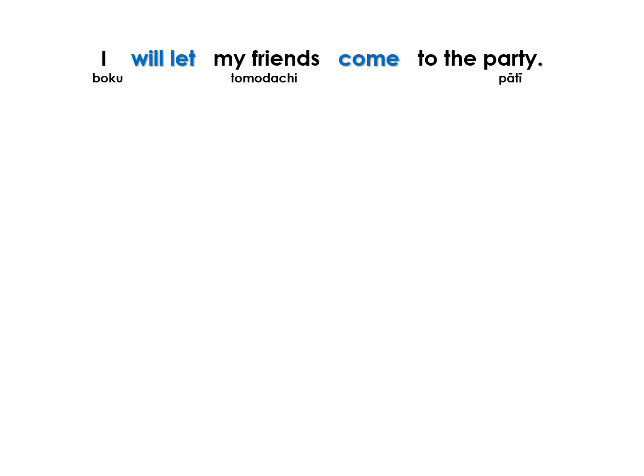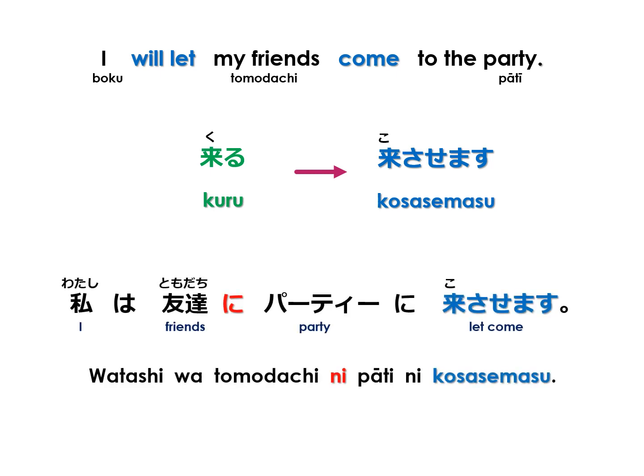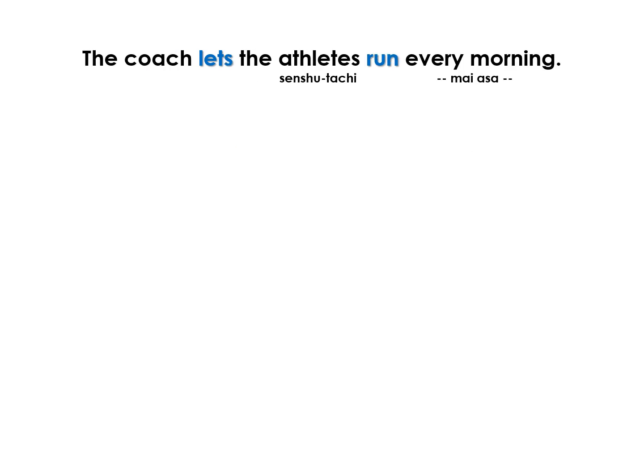I will let my friends come to the party. To come is kuru, and its causative formal form is kosasemasu. This is a permissive causative sentence, so I can use either ni or wo for the causee. The sentence in Japanese can be watashi wa tomodachi ni party ni kosasemasu, or watashi wa tomodachi wo party ni kosasemasu.